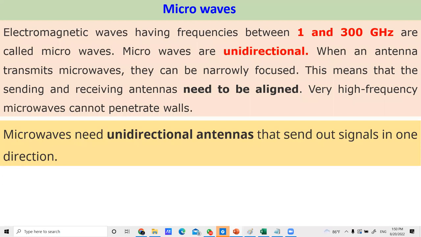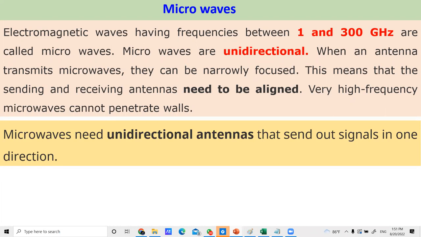Right. Radio waves normally have lower frequency, and they can penetrate walls, but microwaves cannot penetrate the walls because of their high frequencies. Microwaves need unidirectional antennas. That's also an important point to remember. They use unidirectional antennas to capture the waves. That's something about the microwave.